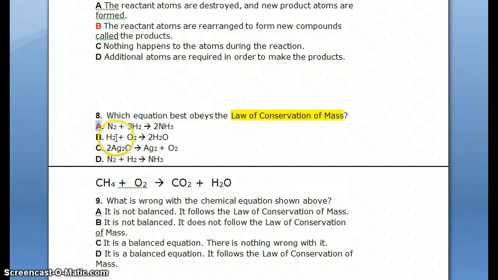B says I have 2 hydrogens on the reactant side, but I have 4 hydrogens, because remember, I multiplied the coefficient, the big number, by the subscript, the little number, so that's not equal. And then C says I have 4 silvers, Ags, on the reactant side, but I only have 2 on the product side, so that's not equal. And then when I come to D, I have 2 nitrogens on the reactant side, but I only have 1 on the product side. My best answer choice is A.